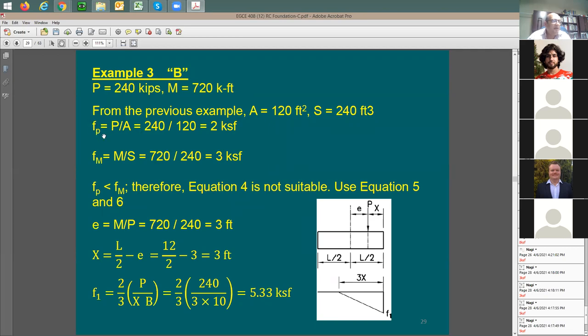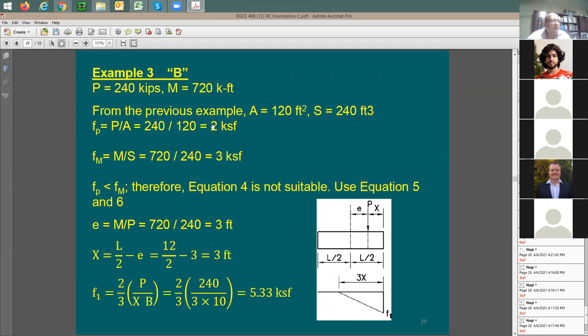F due to P is going to drop down. Why? Because instead of 600, now I use 240 kips. It's going to be 2 KSF. And the stress due to this moment is going to be the same, 3 KSF. It didn't change.